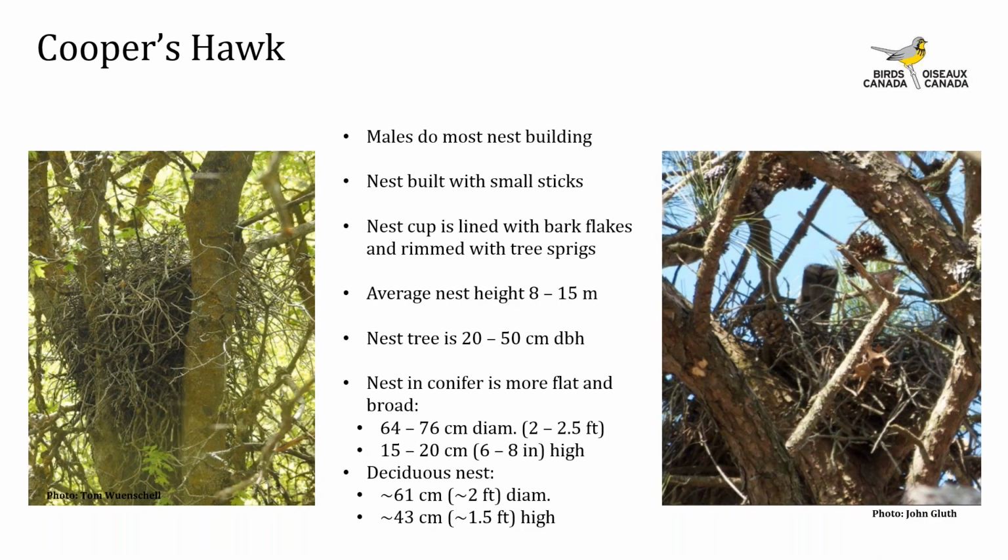So males do most of the stick collecting and place it at the nest site. The females watch the process and will later use the spot where the sticks have been collected as a feeding platform before they start laying their eggs. Their nests are built with smaller sticks and finished off by lining the cup with bark flakes and rimmed with fresh green tree sprigs. The average nest height ranges between 8 to 15 meters, and the average nest tree diameter is about 20 to 50 centimeters diameter at breast height.